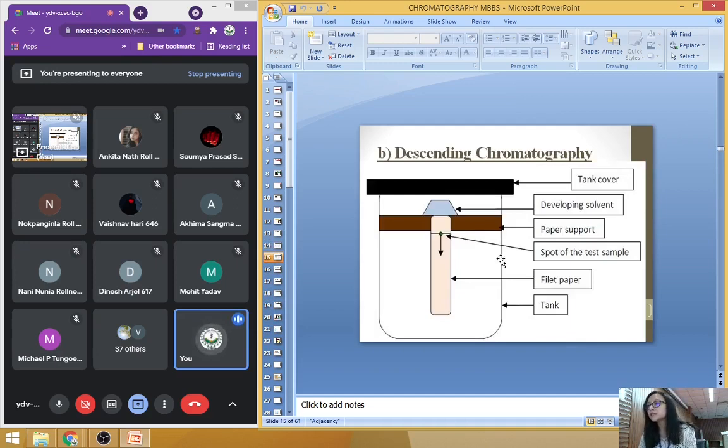Then in case of descending chromatography, it's the same thing. When we draw the line, we apply the sample, but here it is in descending order. Here we have a paper support system, and we have a trough, and in that trough we fill in the solvent system. Then we leave it for 14 to 18 hours, and that solvent system will flow down in descending order. In the same way we take this out, dry it and stain it.